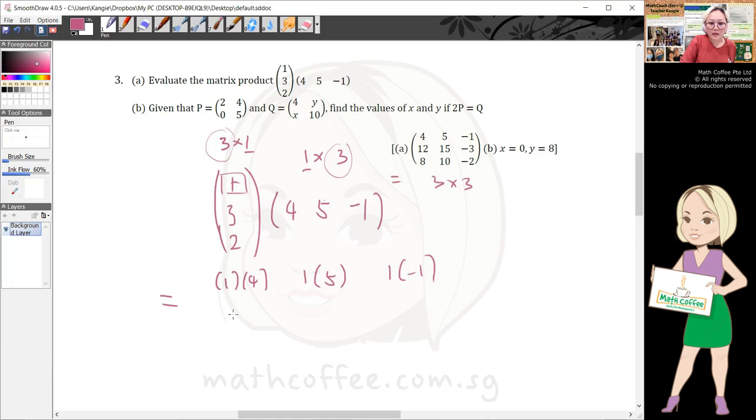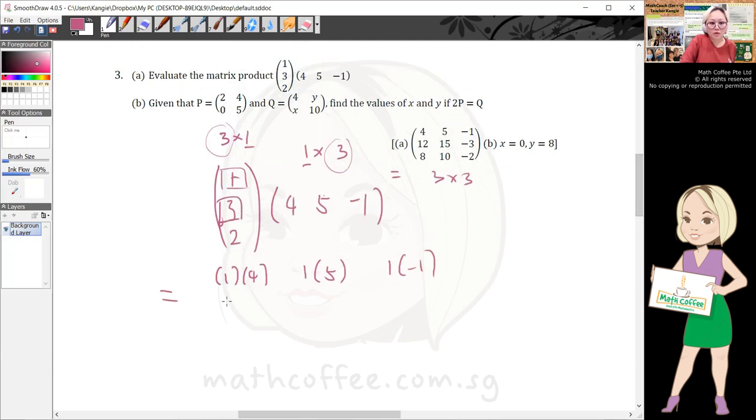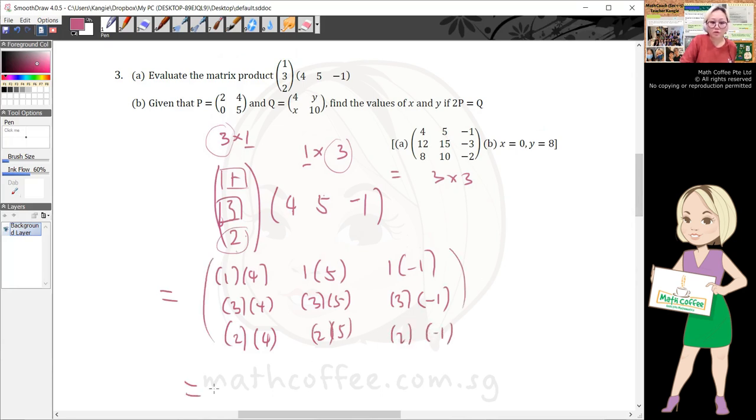So then after that, next is this one, 3. So it will be 3 and 4, 3 and 5, and then after that 3 and -1, and the last one 2 and 4, 2 and 5, and 2 and -1. So of course, you can see it's 3 by 3, right? This will be the answer.